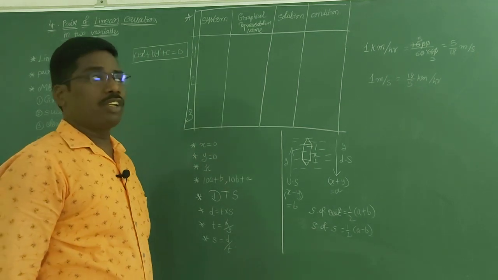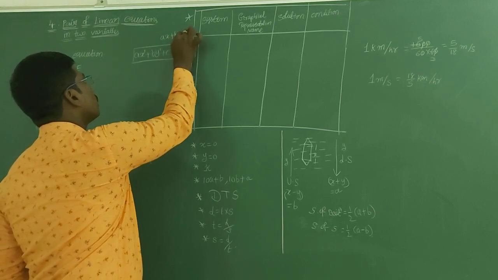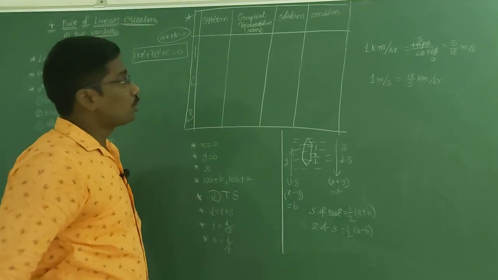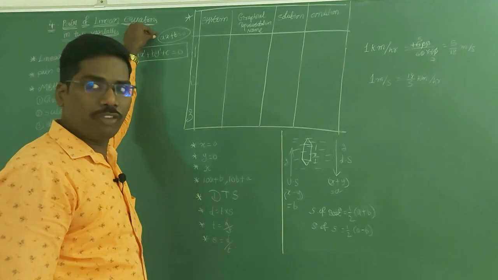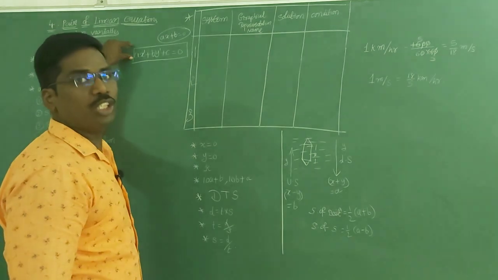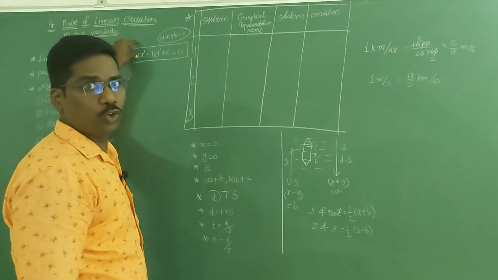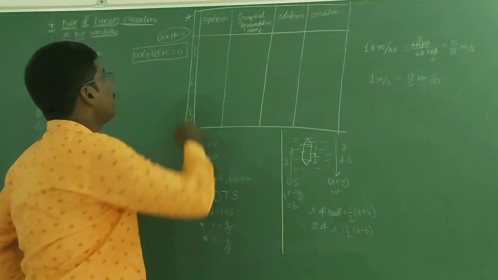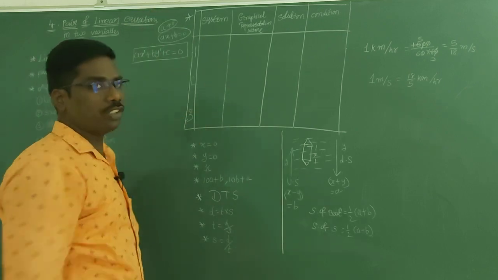So this is the linear equation. ax plus b is equal to 0 is also a linear equation. So what is the difference between them? This is the linear equation in one variable and this is the linear equation in two variables. Here the condition is a not equal to 0. Then only it is a linear equation in one variable.